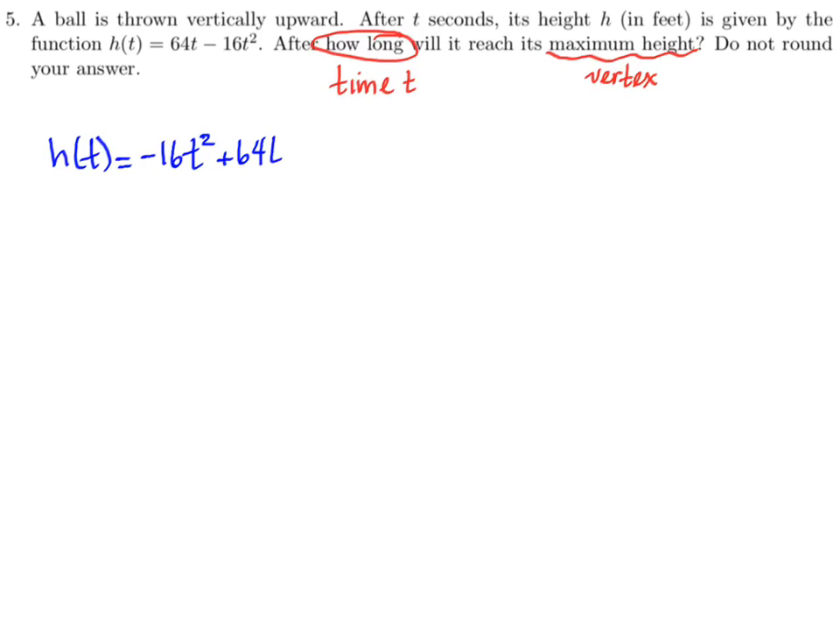So let's rewrite the function in standard form. So I'm putting the t squared term first. So it's negative 16t squared plus 64t.